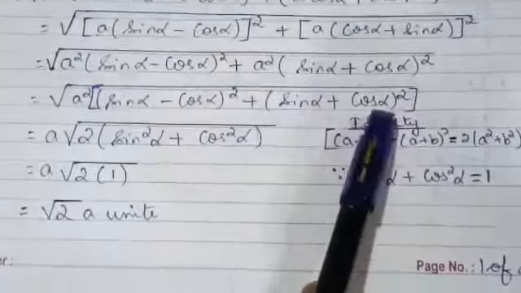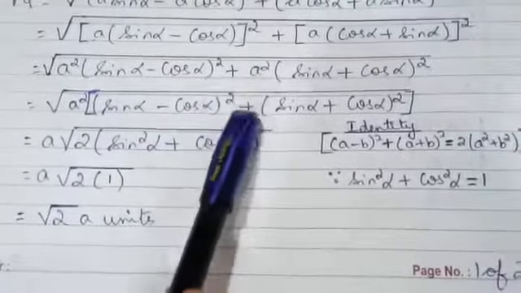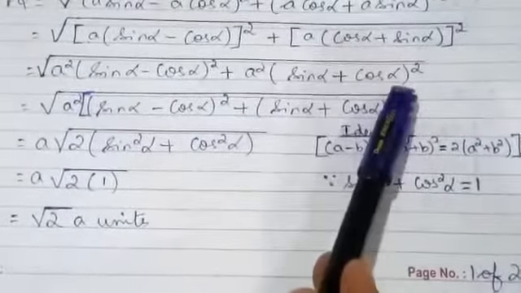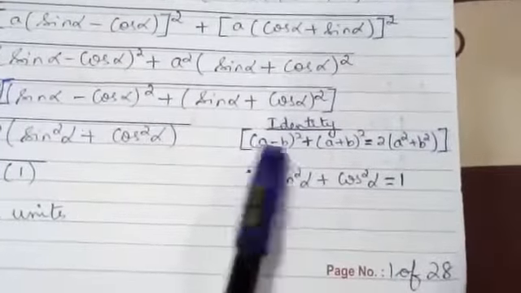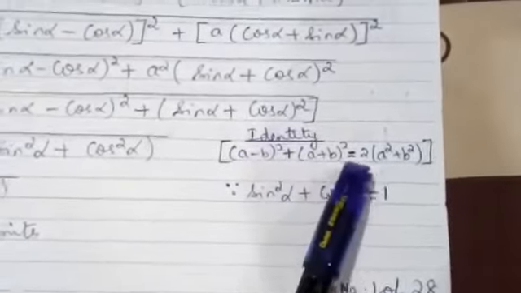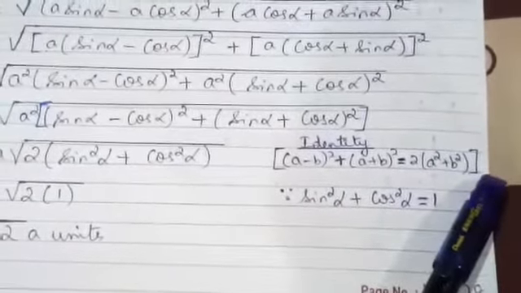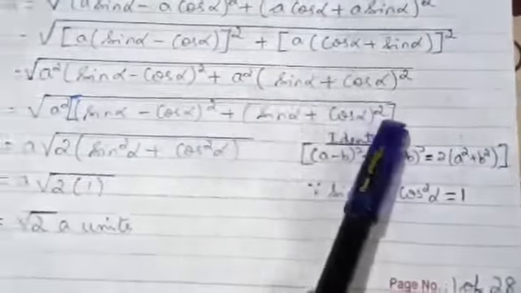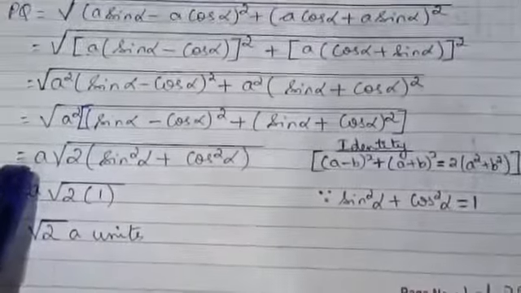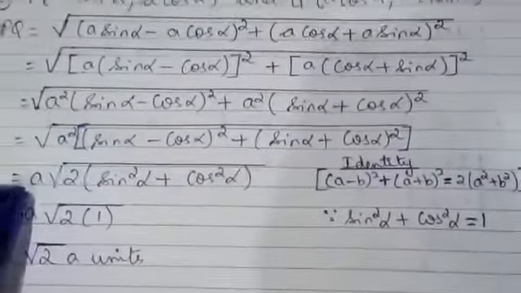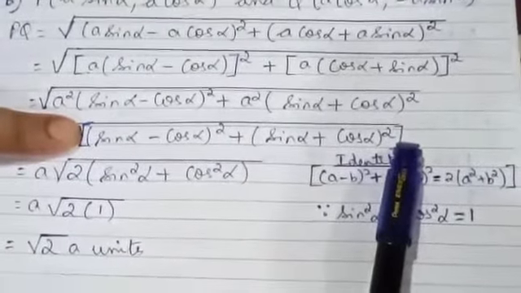which looks like a minus b the whole square plus a plus b the whole square. So we have an identity which says a minus b the whole square plus a plus b the whole square is equal to 2 of a square plus b square. So using this identity here, remember a square is already out of the square root. It comes out as a. We have only this in the square root.